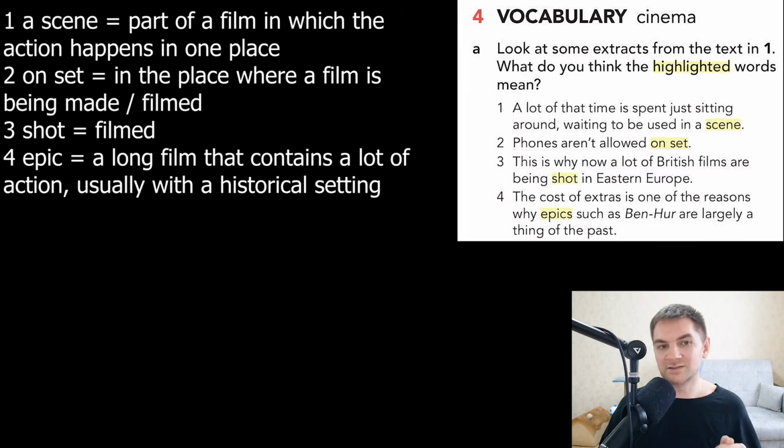And here they are, just so you can see. A scene is a part of a film in which the action happens in one place. On set means in the place where a film is being made or filmed. Shot simply means filmed. So the film was shot in Paris means it was filmed there. An epic is a long film that contains a lot of action, usually with a historical setting, like Ben-Hur or Gladiator. Okay, so that was just a warm-up, a little taste.